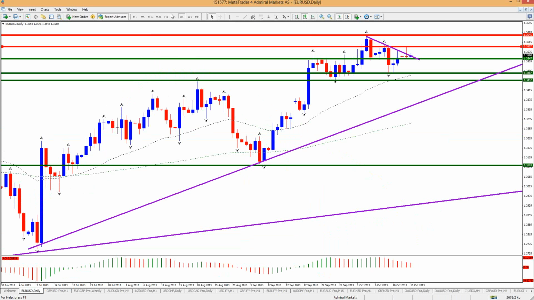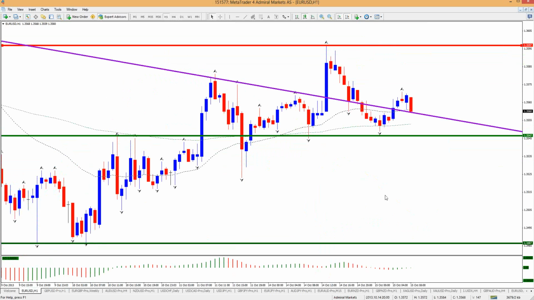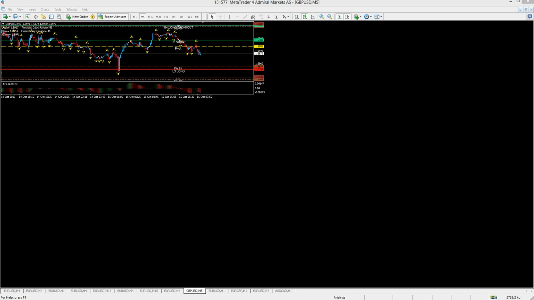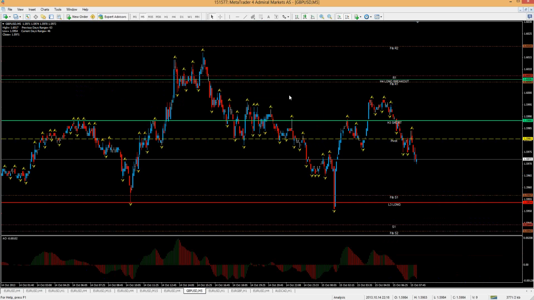Anything else? Euro is finding some rejection, in fact. No, that's about it, I guess. Let me just show you one thing. Let's see. This is the Camarilla.